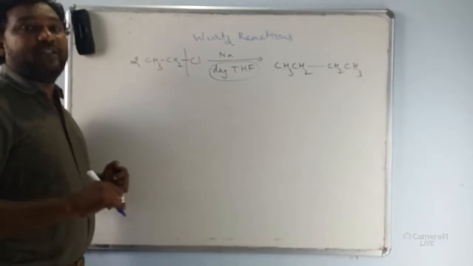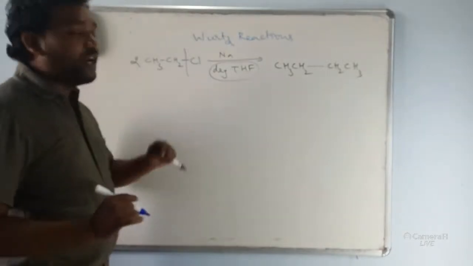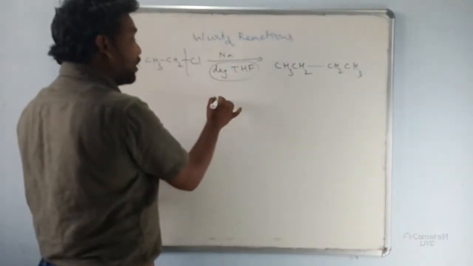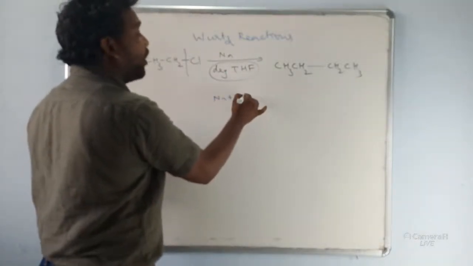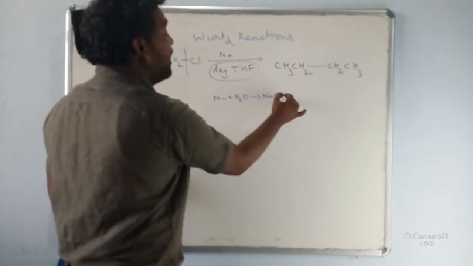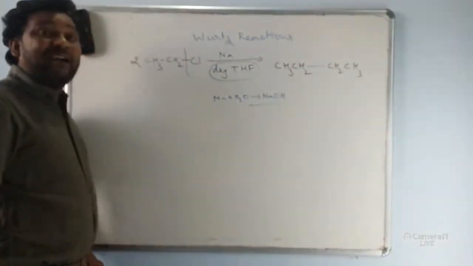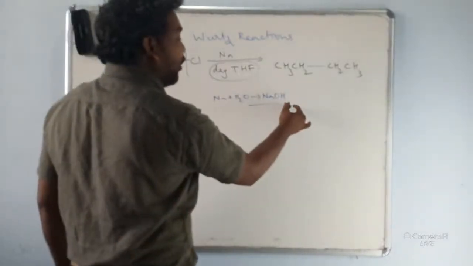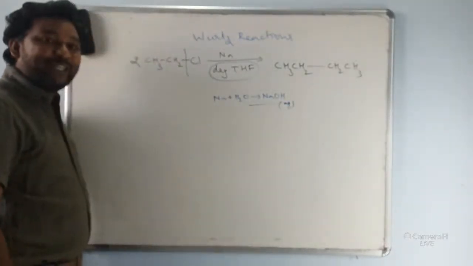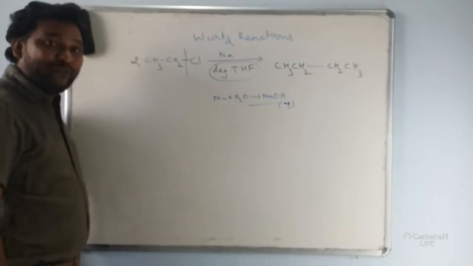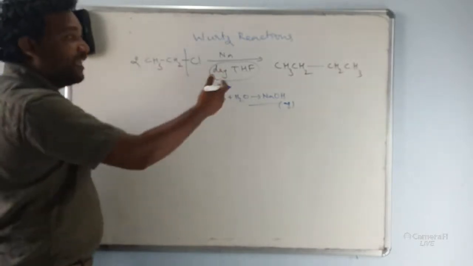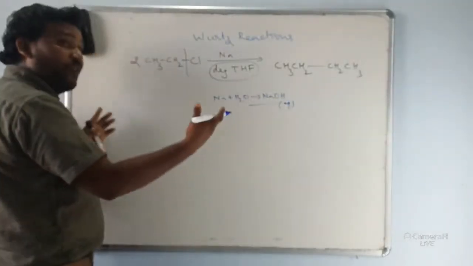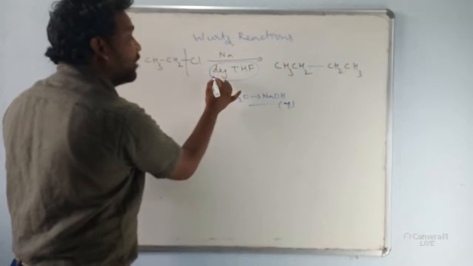What happens if it is moist ether? Very, very important. If we are using moist ether, the sodium will react with the moisture, the water, to convert into sodium hydroxide, which cannot generate the radicals. We will get aqueous sodium hydroxide, which causes nucleophilic substitution. So it will not give this product. That is the reason why, to avoid that nucleophilic substitution, we have to use dry THF.